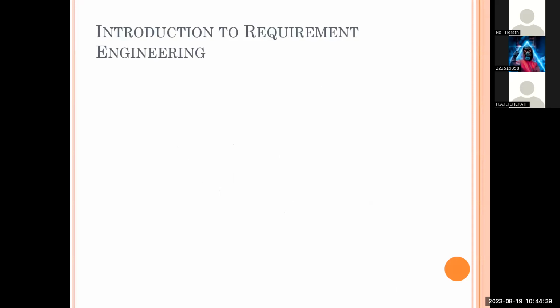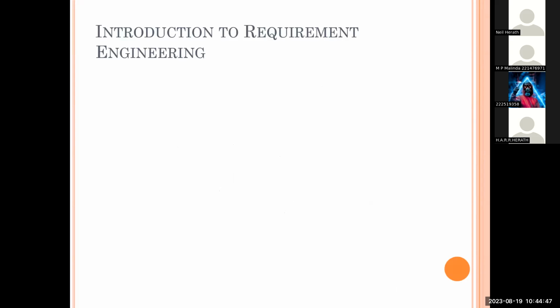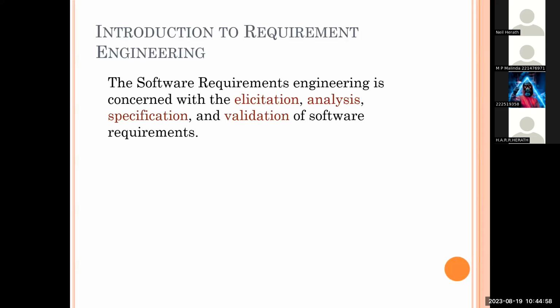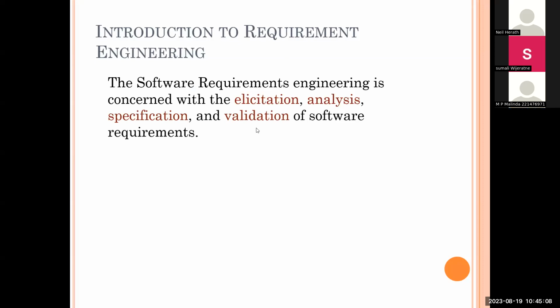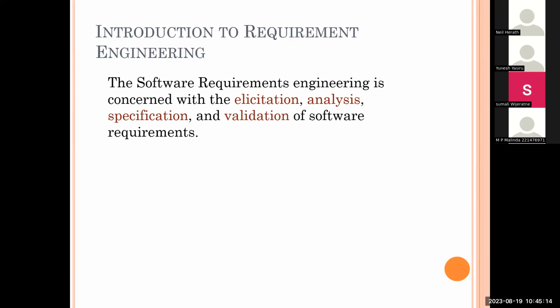Let us move into each of these stages now. As you saw, after concept and feasibility study, the next step is requirement engineering. It is a very important step. In requirement engineering, we look at requirement elicitation, analysis, specification, and validation. I know there are 4 new terms; we will look at each of these terms and what they mean.